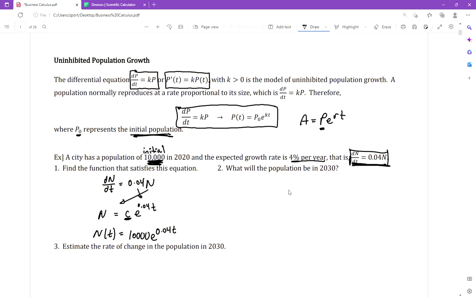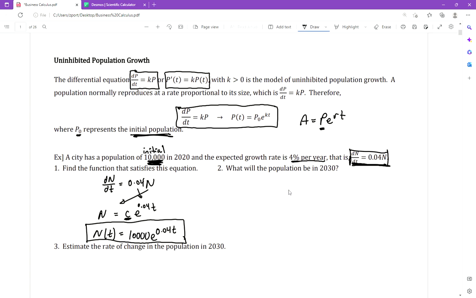Okay, so I notice the 4% matches the 0.04. They like to mix the notations around, but they mean the same things. So this is the function. And we ran a little low, but that is the function.